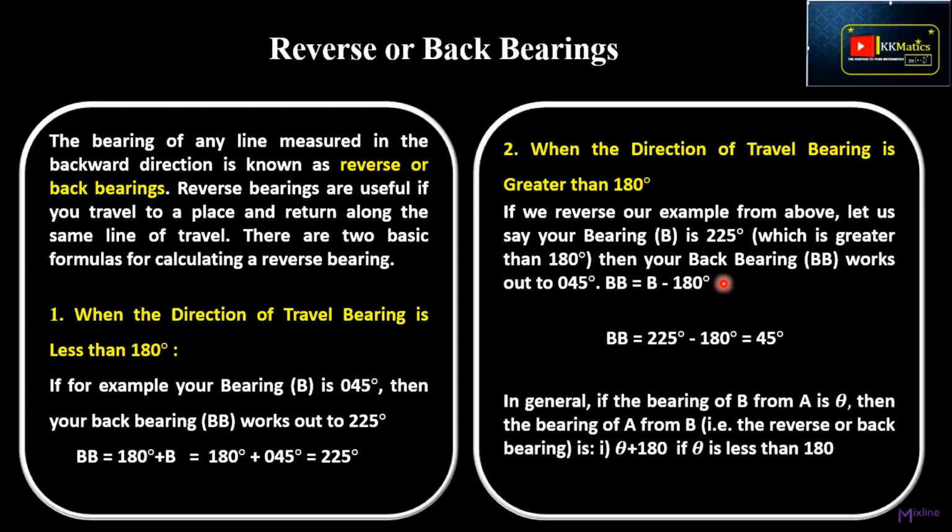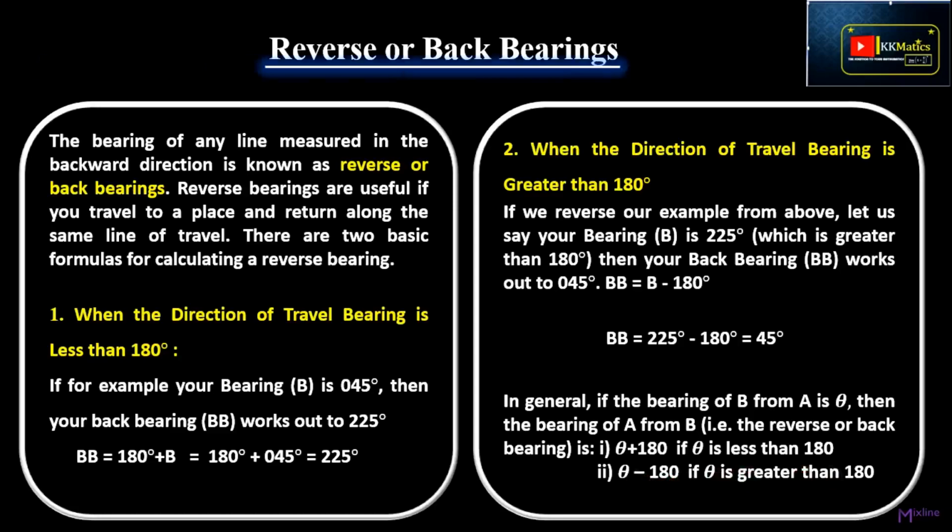In general, if the bearing of B from A is theta, then the bearing of A from B, that is the reversal back bearing, is theta plus 180 if theta is less than 180, or theta minus 180 if theta is greater than 180.